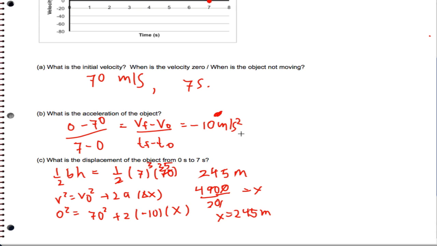So all I did is, this is one method, and this is a second method. And they get the same answer. So 2 methods, same answer. You can use either one you want on the final.